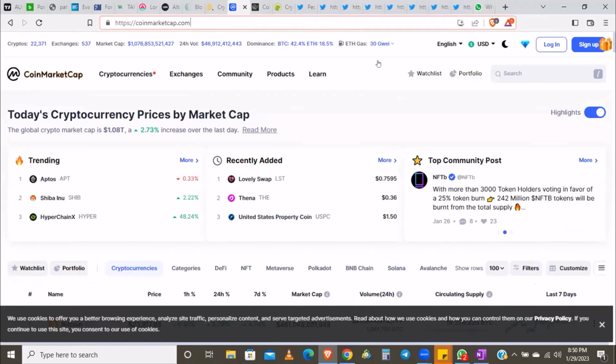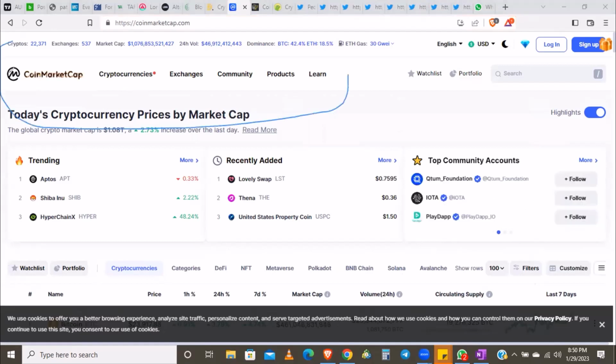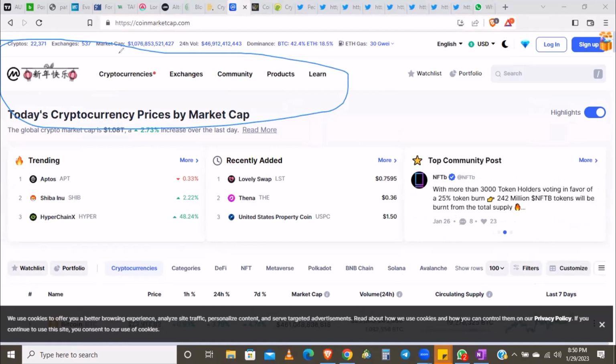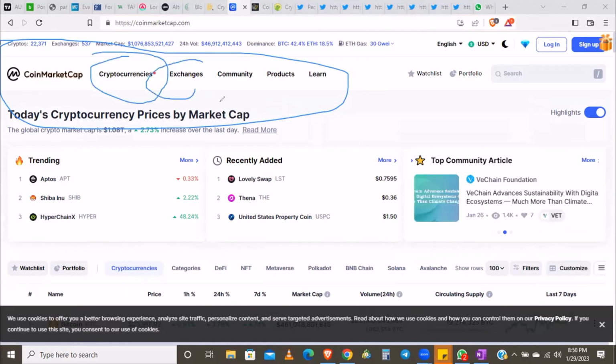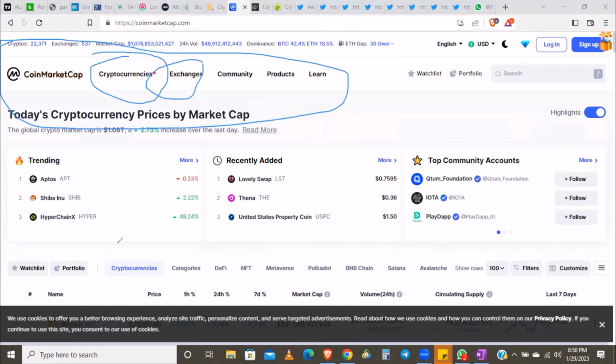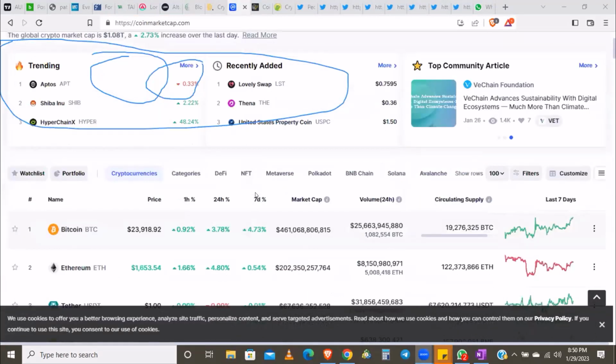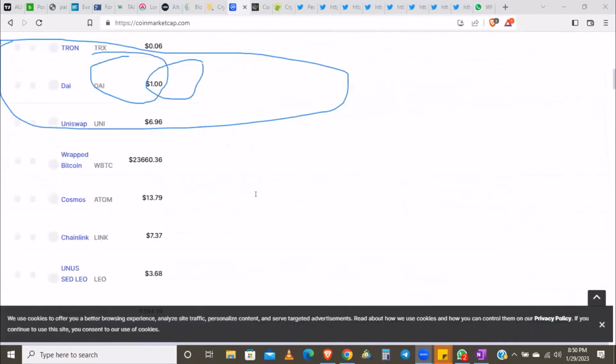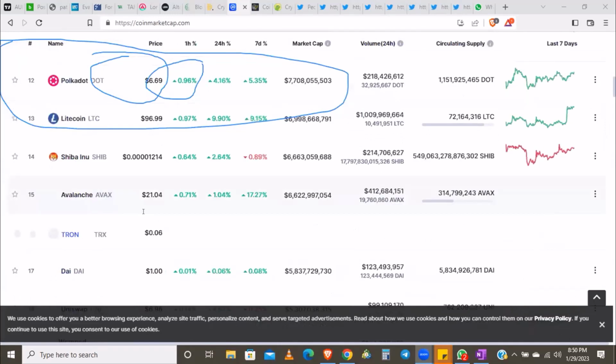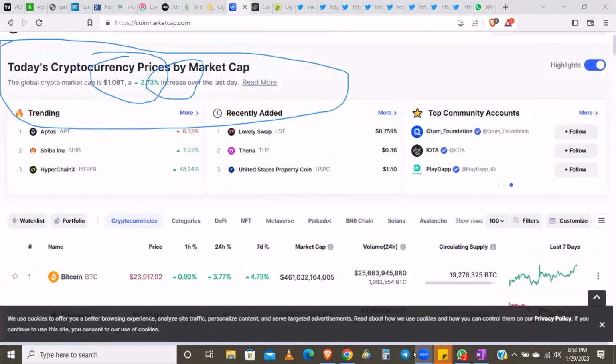Let me use annotation. Look at all of this place. We have cryptocurrencies, we have exchanges. I am interested in cryptocurrencies. Once you click on cryptocurrencies, it brings up all of the coins that we have. Look at all the coins; we have plenty of them. Are we able to go through all of them? We just pick one and quickly do some analysis on it so you get to know what I'm talking about.